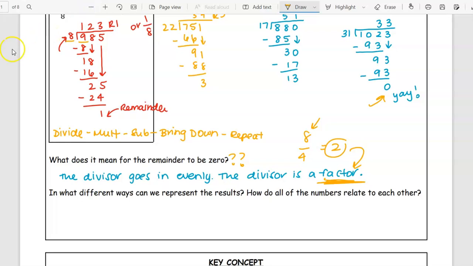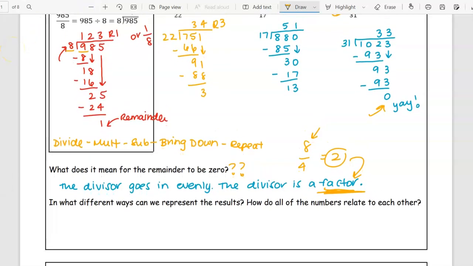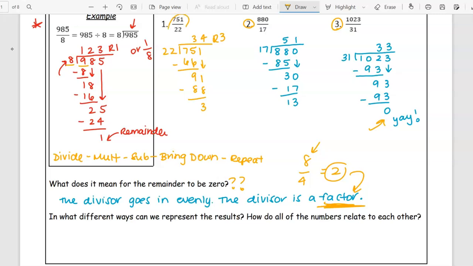If you want to try these 2 examples on your own, you can do so and you can check them. Notice right here for number 3, I got 0 as my remainder. So what does that mean? If the remainder is 0, it means the divisor goes in evenly. The divisor is a factor. So think about, if we do 8 divided by 4, we get 2. Because 4 is a factor of 8, it goes in evenly. And that's really what division is, looking at factors. And we're going to remember that a lot.